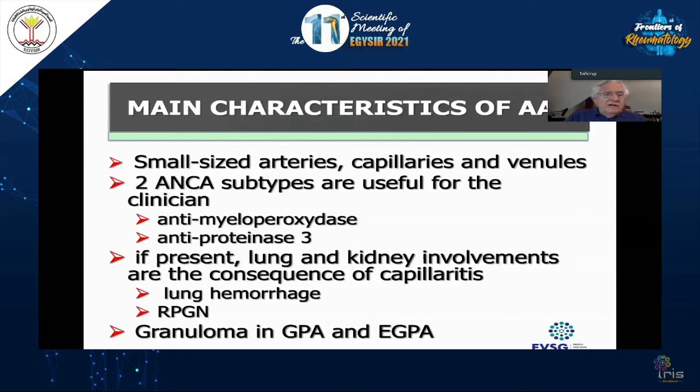When lung and kidney involvements are present, that's a consequence of the capillaritis, and it explains the presence of lung hemorrhage and the occurrence of a glomerulonephritis, which is rapidly progressive and very severe without treatment. In addition, there's a granuloma formation in GPA and EGPA, but not in MPA.